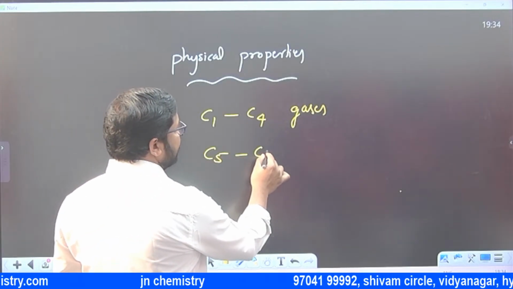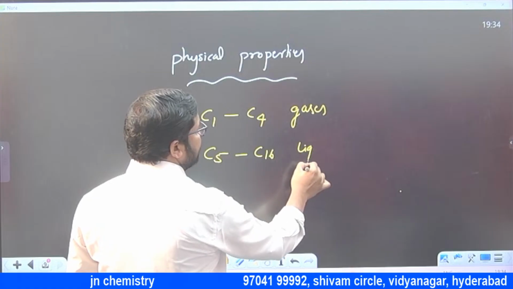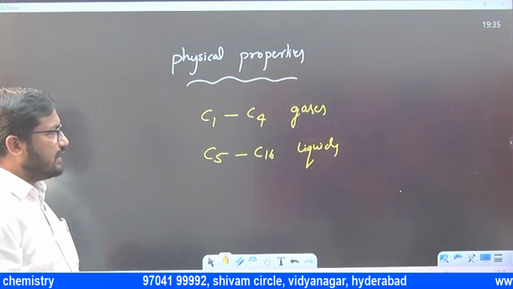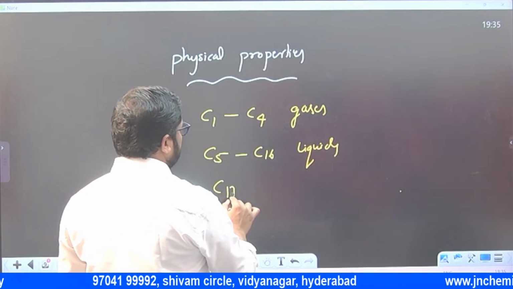C5 to C16 are liquids. C17 onwards are solids.